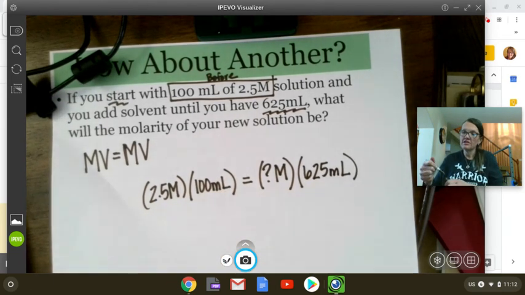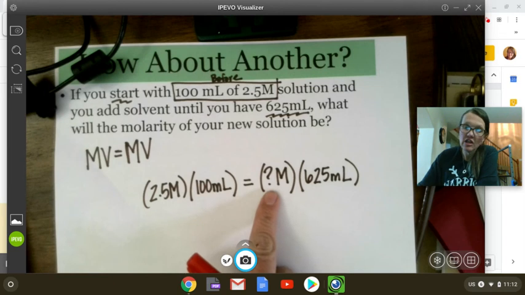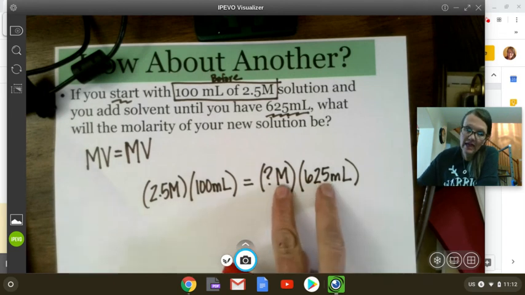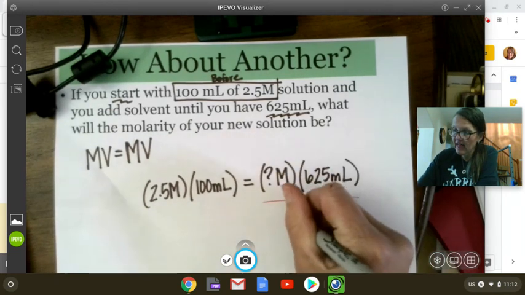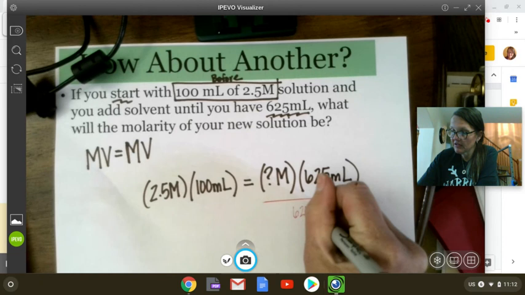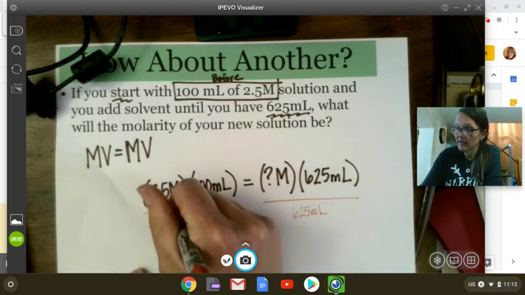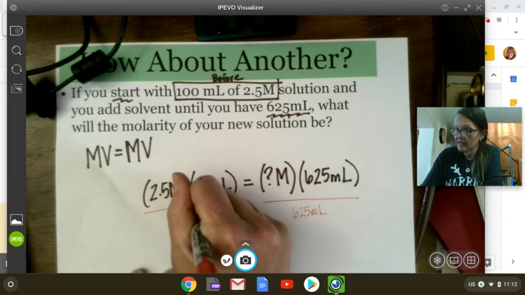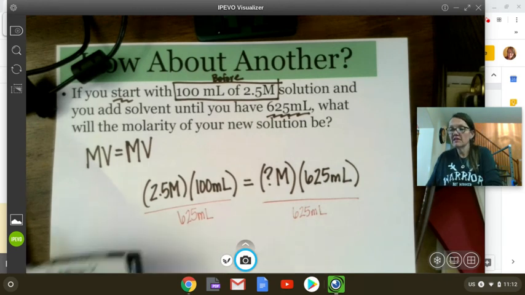Okay? So how are we going to solve this problem? And again, that's the minimum amount of work that you need to have for full credit along with your correct answer, obviously. But we want to solve for this molarity, so we have to get it alone. Since these two numbers are multiplied, what's the opposite of multiplying? Dividing, right? So we're going to divide by 625 milliliters. And because math is fair, if we do it on one side, we have to do it on the other side. 625 milliliters. Okay, so now I just have to plug this into my calculator.